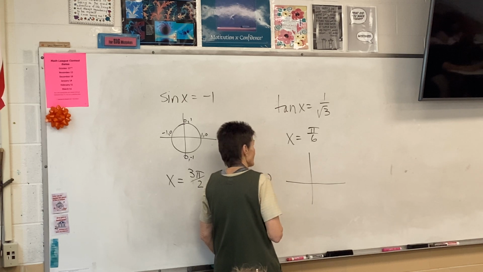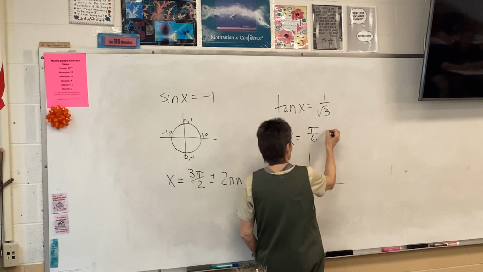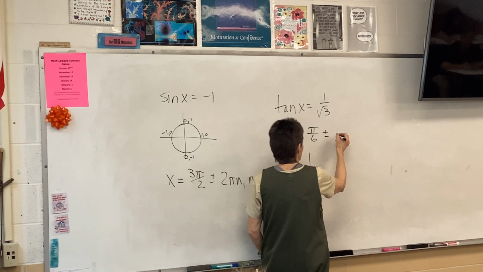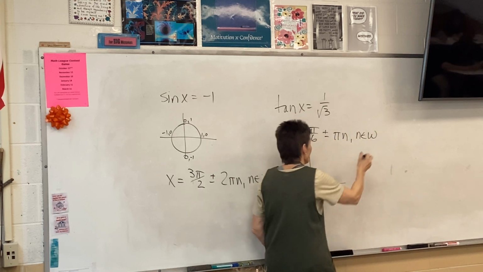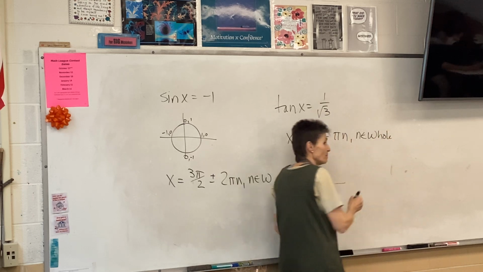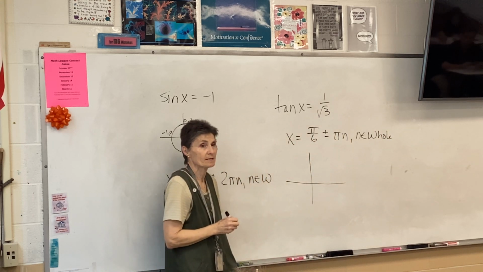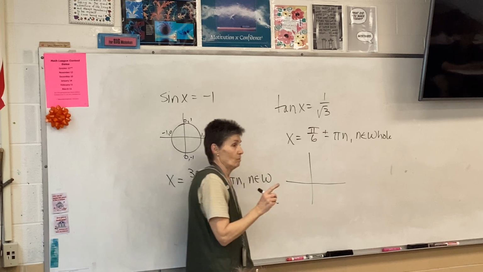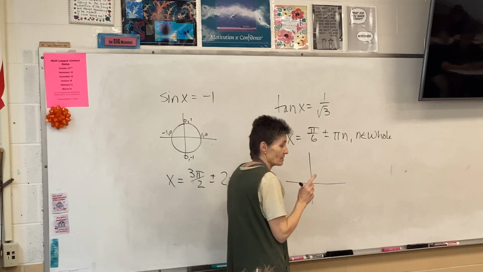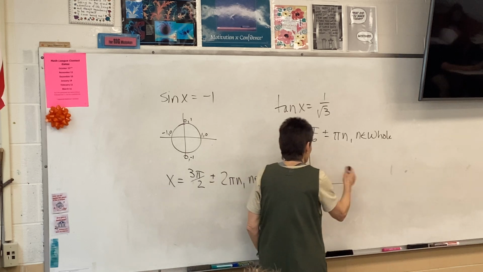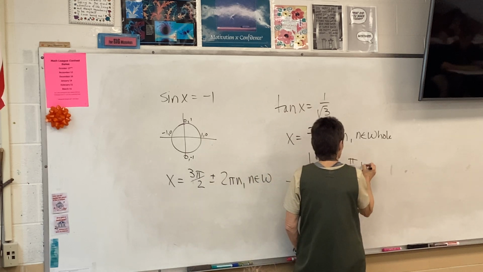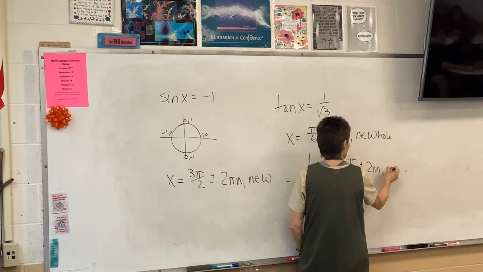Okay, no, it's okay. We don't even need to be careful. What are the rest of the answers? One of them's pi over 6. What are the rest of them? Pi n. And why are we doing pi? Because the period of the tangent is pi. Now, an alternative answer would be pi over 6 plus or minus 2 pi n.